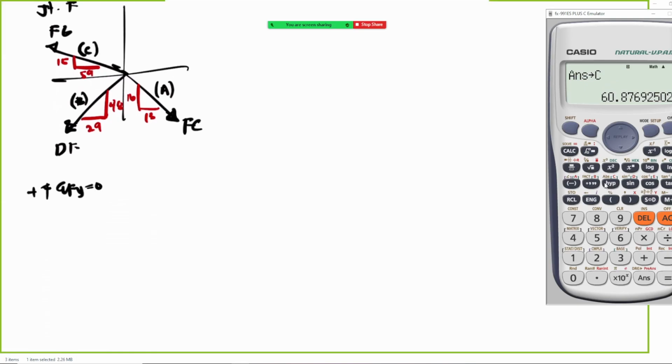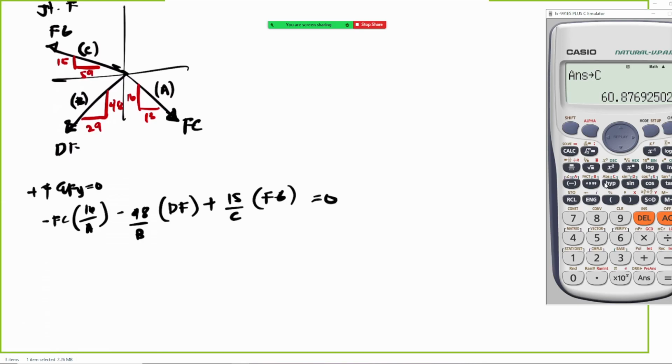Okay? Going back to summation forces Y is equal to 0. Going up is positive. We have negative FC, 16 over A. Tama? And then negative 48 over store B, that is your DF. And then positive 15 over C, FG is equal to 0. Okay? That is your equation 1.